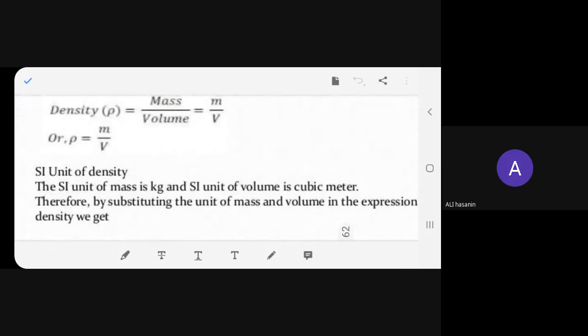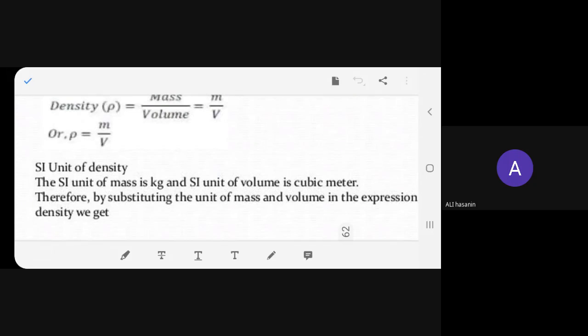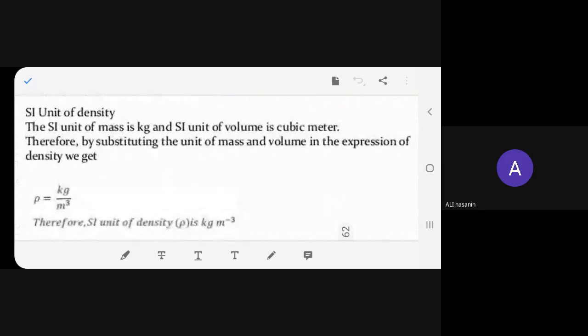Then the SI unit of density. The SI unit of mass is kilogram and the SI unit of volume is cubic meter. Therefore, by substituting the units of mass and volume, what do we get? Kilogram per meter cube, isn't it? So we get rho is equal to kilogram per meter cube. Therefore, the SI unit of density, rho, is kilogram per meter minus 3.